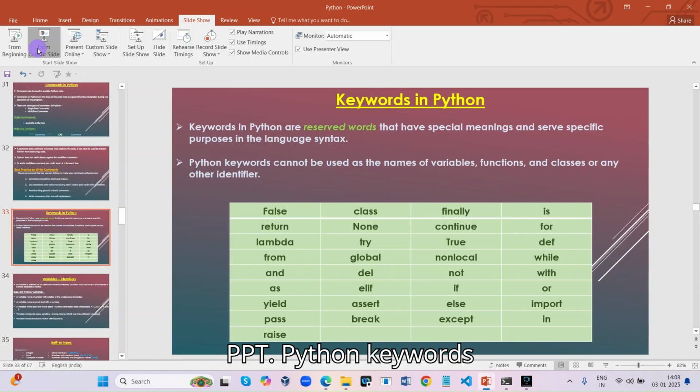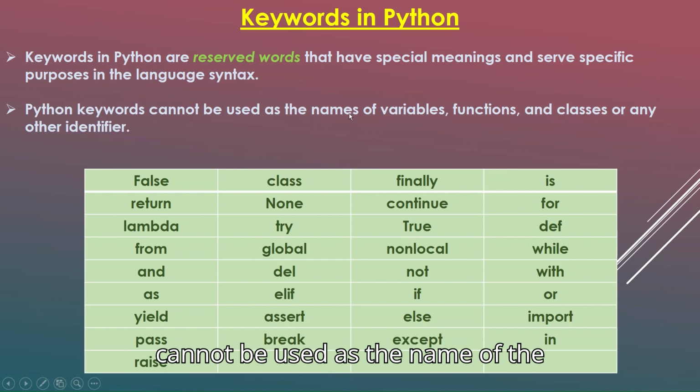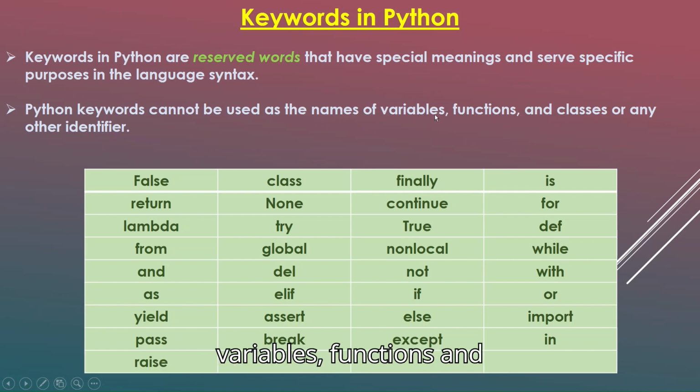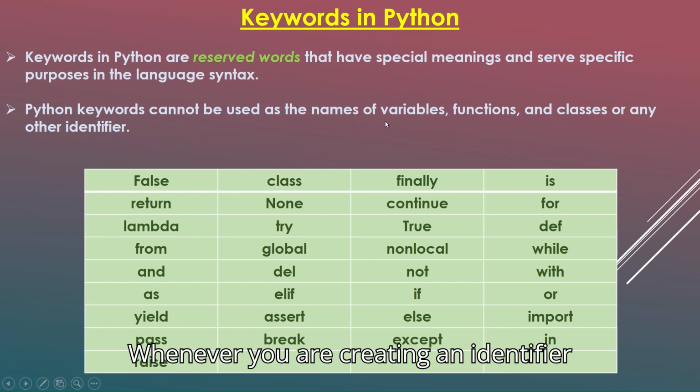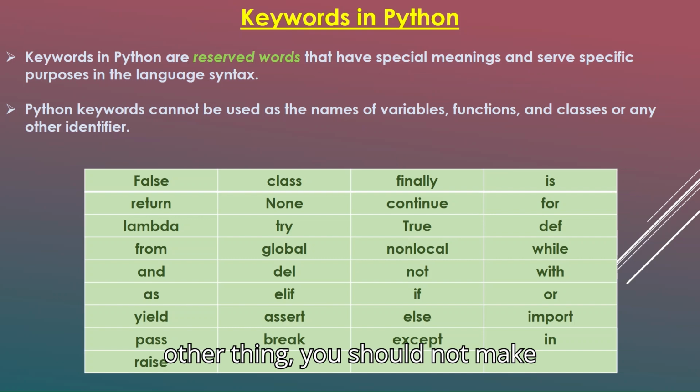Now come back to the PPT. Python keywords cannot be used as the names of variables, functions, classes or any other identifiers. Yes, it's true. Whenever you are creating an identifier like variables, functions or something else, you should not make use of a keyword. So what these identifiers are, we are going to discuss in the coming video.